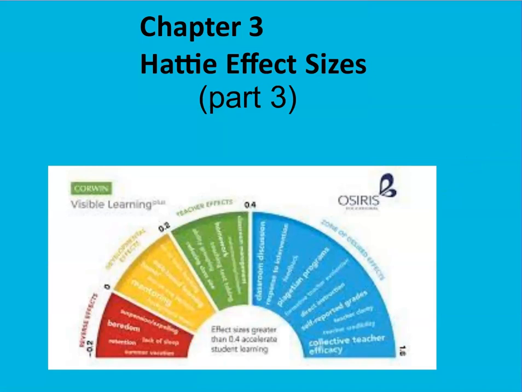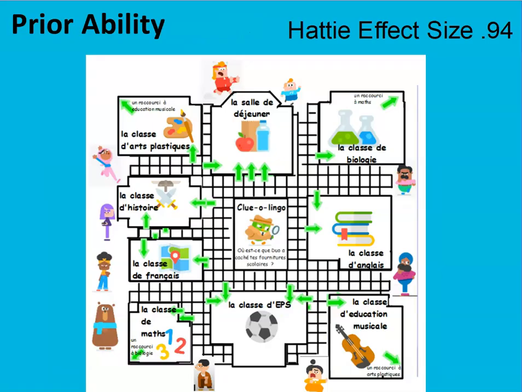And again, we're talking about the Hattie effect sizes, just the top most important things that you can do and how game-based learning is going to help you get there. So we're on prior ability now. This has a Hattie effect size of 0.94.